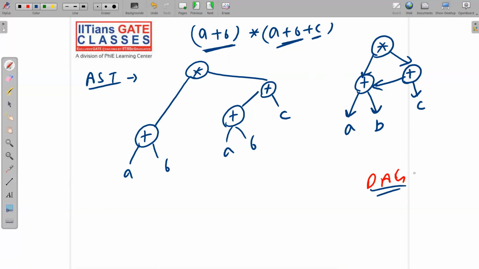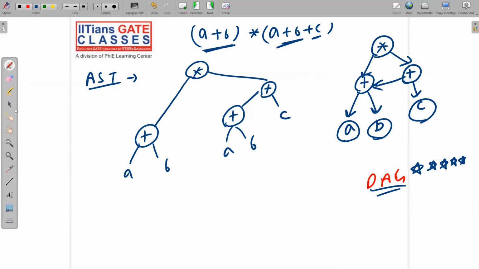DAG is a very important concept. Many times questions have been asked in many competitive exams regarding the number of nodes and number of edges in the DAG. So for this expression, the number of nodes is 6 and the number of edges is 1, 2, 3, 4, 5, 6. So six nodes and 6 edges. Questions have been asked many times.